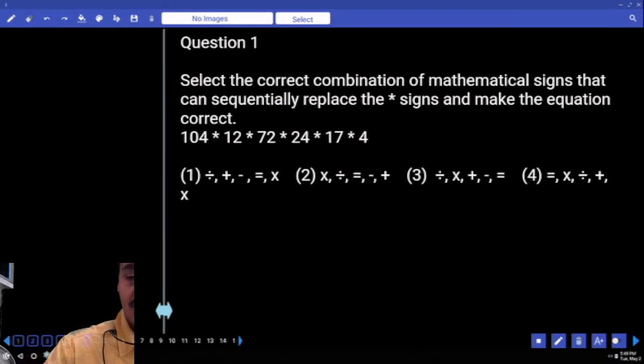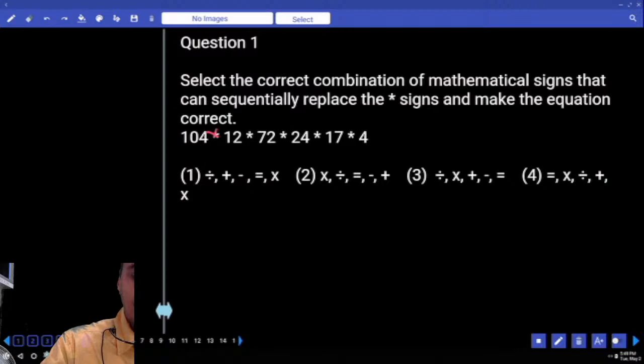In choice one, the first symbol is equal to. Now 17 into 4 is 68. The left hand side must be equal to 68. 104 divided by 12, is it a perfect multiple? No, and that is ruled out. Then coming to the next one.